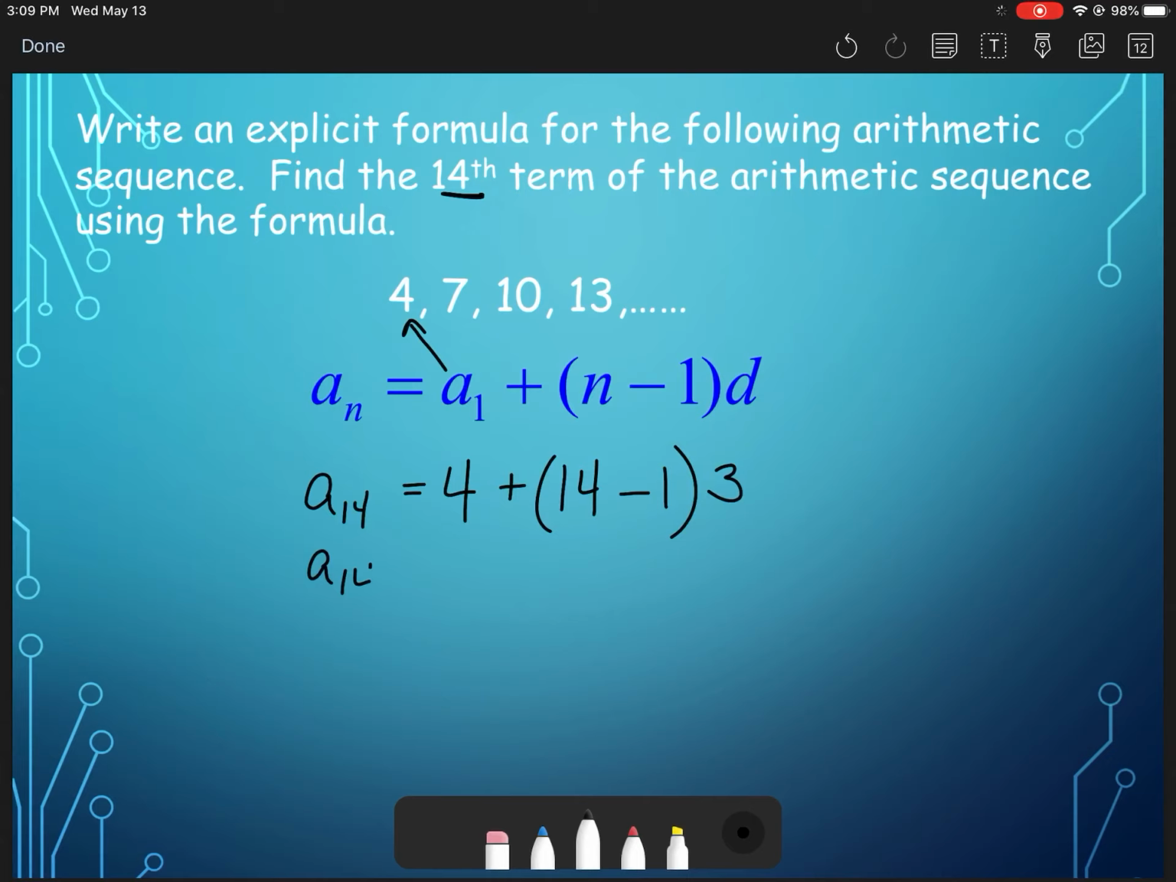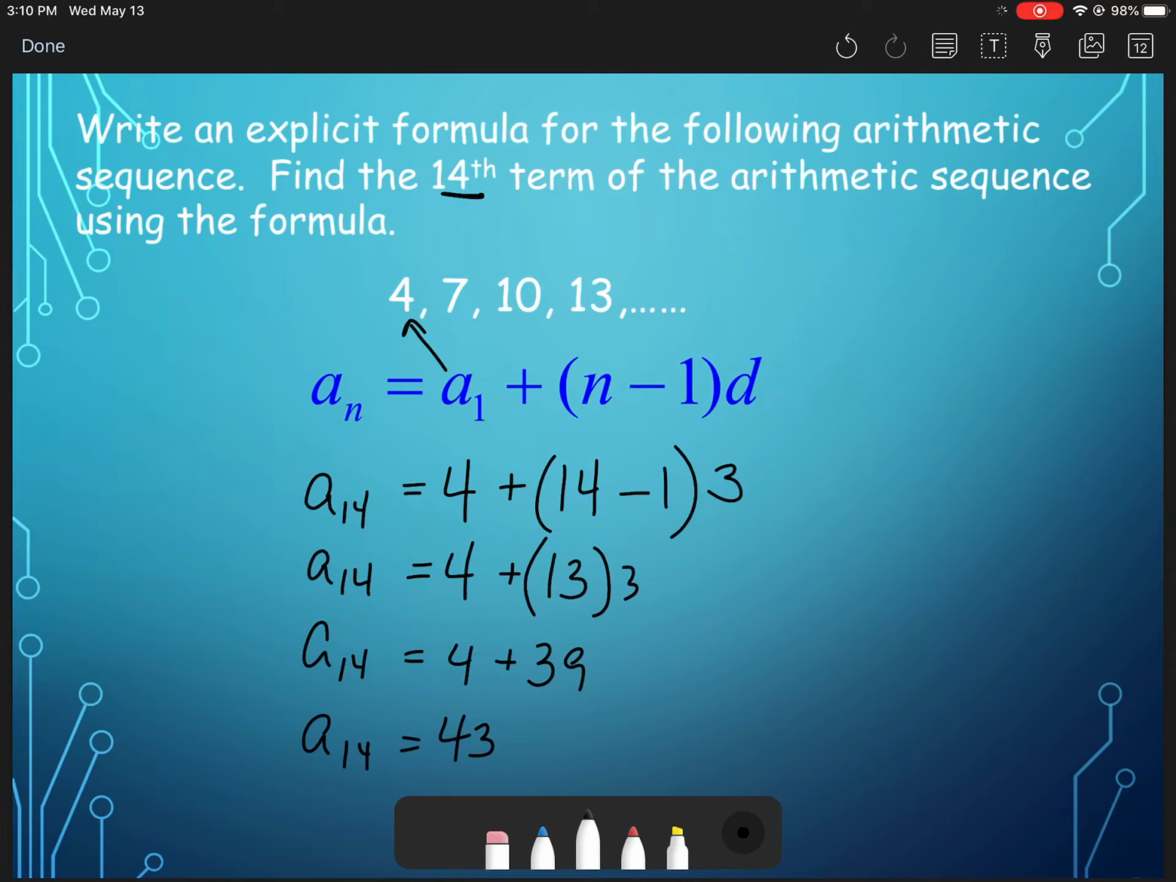Okay, so a sub 14, now we just work this out. 4 plus 13 times 3. 13 times 3 is 39. And we're going to add that to 4. And that gives us 43, and that's our 14th term.